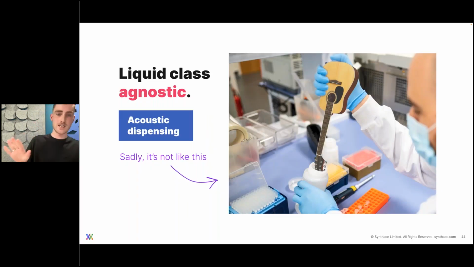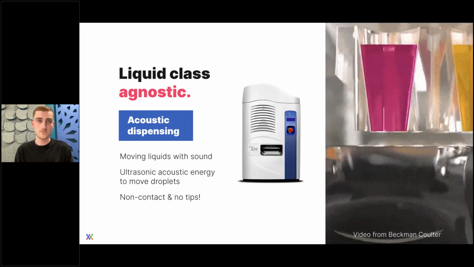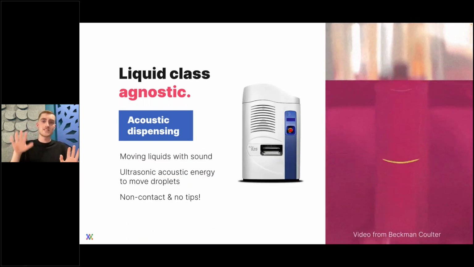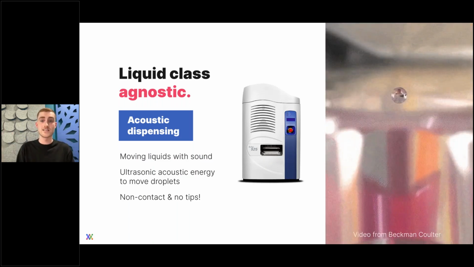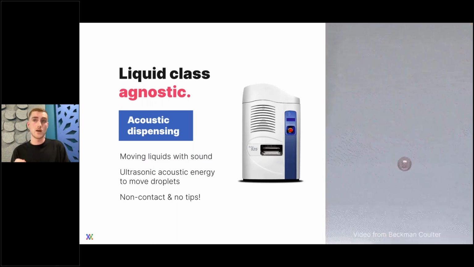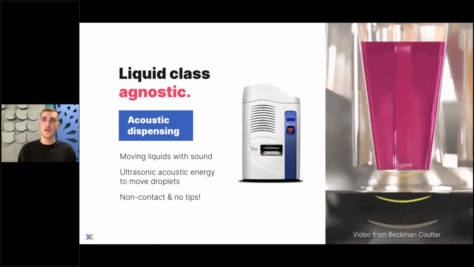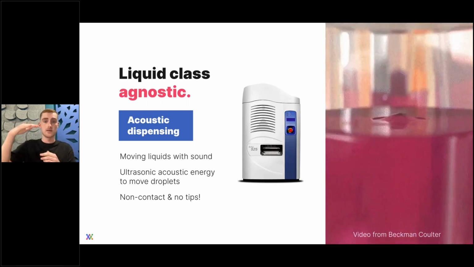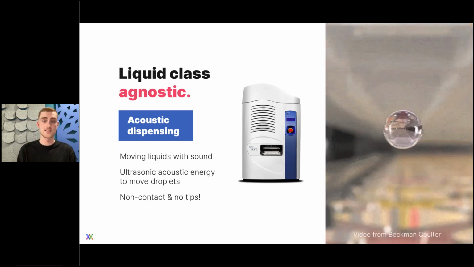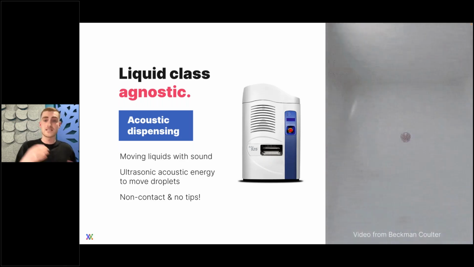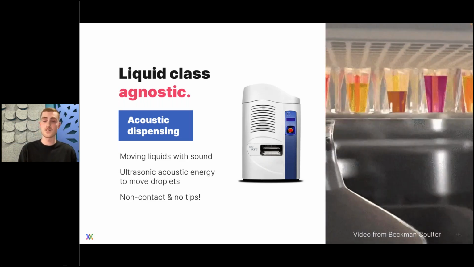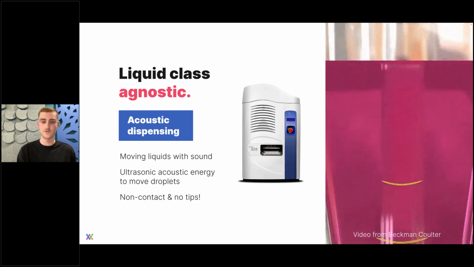For balance, I will give you a second option, which is acoustic dispensing. Sadly, it doesn't look like this, our lab manager, Francesco, using his favorite pipette. Rather, it looks like this. It's not some crazy Black Mirror episode, and this device, as you can see from the right-hand side, does move liquids with sound. What it does is it focuses ultrasonic acoustic energy at the sample and ejects droplets into a second plate. And yes, that plate is upside down. This means it's not only non-contact, but it's tip-free. So I suppose you could say it's universally approved by turtles and fish.